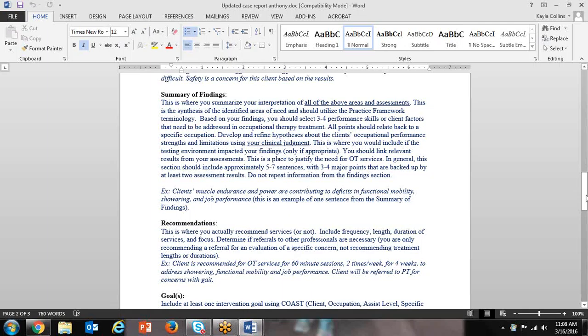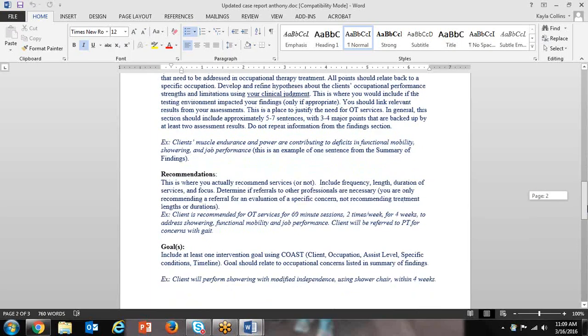Okay. This is really your time to shine. This is your time to show that you are an OT, and this is what makes you an OT. This is the part of the evaluation, the interpretation and the summary of findings that cannot be done by an OT assistant. This is where you're using your clinical reasoning, and this is the section that I'm really going to be paying attention to. Can you bring it all together? Okay.